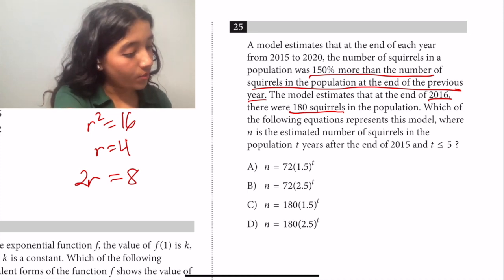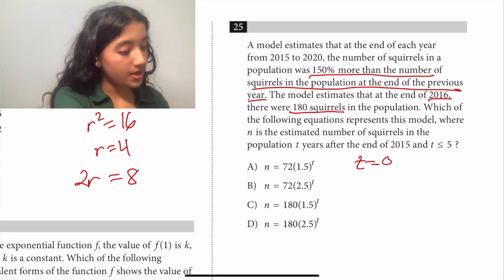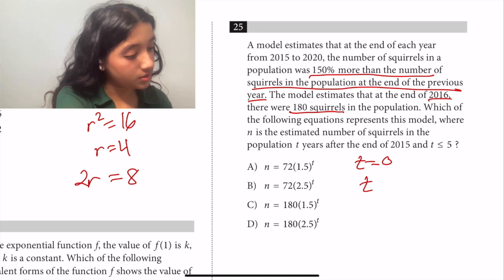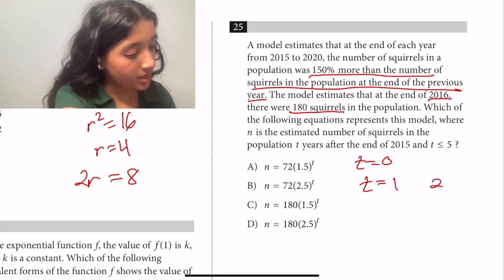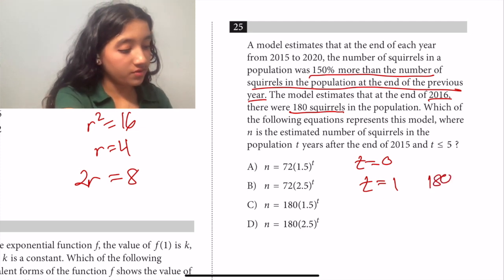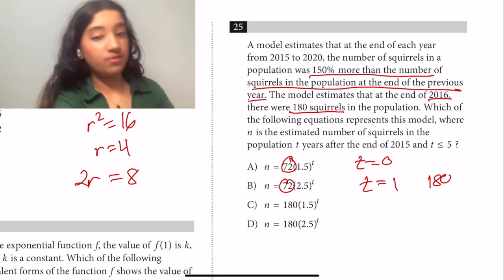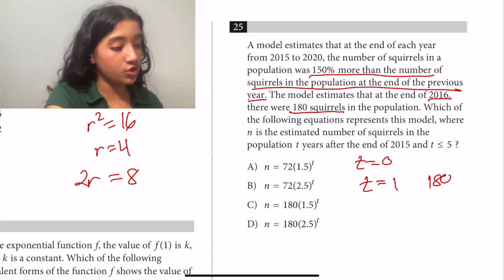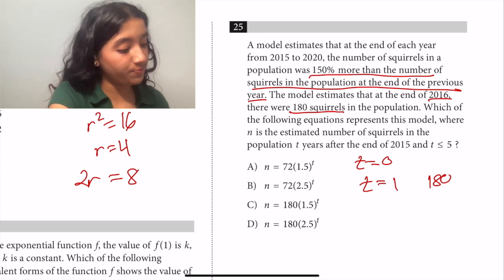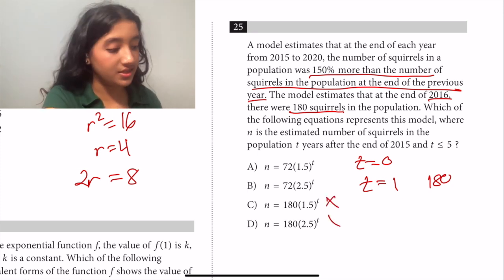So we know that when t equals 0, that represents 2015. And then when t equals 1, we had that there were 180 squirrels. So we know that if t equals 0, the first coefficient right here should be less than 180 because they increased to 180, but they didn't start at 180. So that means we can cancel out options C and D.